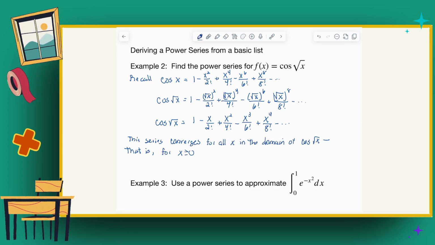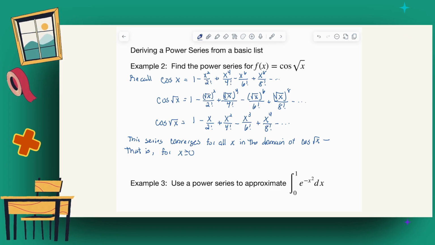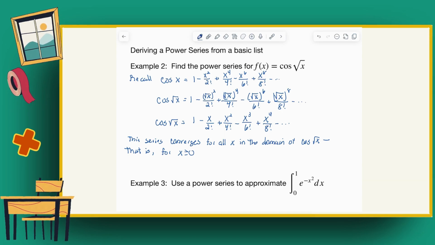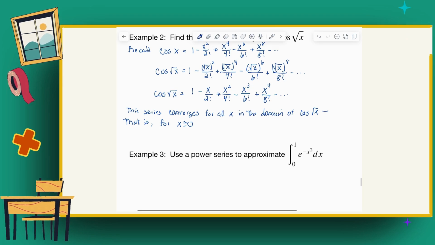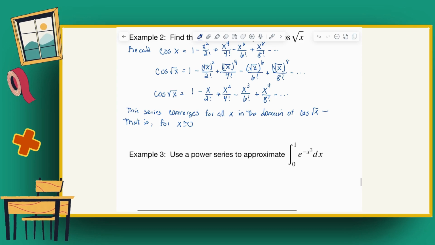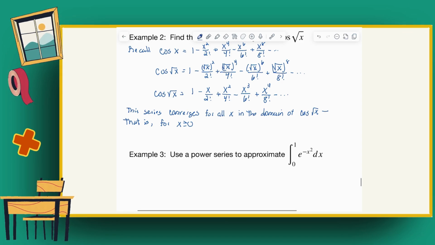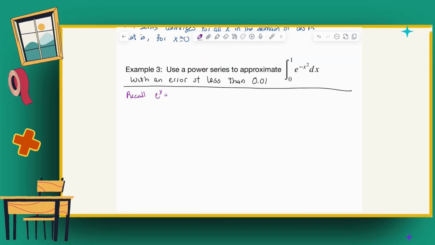Now let's look at example 3. We're going to use the power series to approximate the integral from 0 to 1 of e to the negative x squared dx. Now this one we can't do u sub to integrate, so instead of trying to figure out a way to integrate it, the exponential function, this transcendental function, we're going to use power series. So we're going to recall the power series for e to the x. And this power series that we're going to approximate this integral with will have an error less than 0.01.